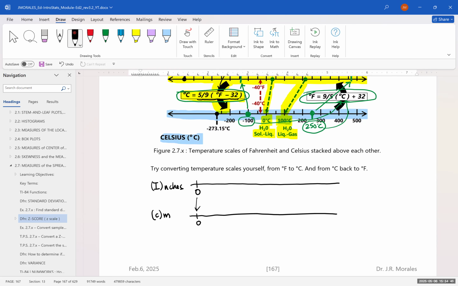But what if we wanted to convert 1 inch into centimeters, or 2 inches, 3 inches, 4 inches into centimeters? How do we do it? Well, the equation we would use is that the number of centimeters is equal to 2.54 times the number of inches. So that'll help us convert from inches into centimeters. Notice that inches is the input, that's what we're putting in, and centimeters is the output, that's what's coming out.